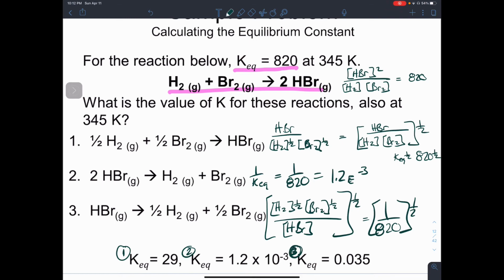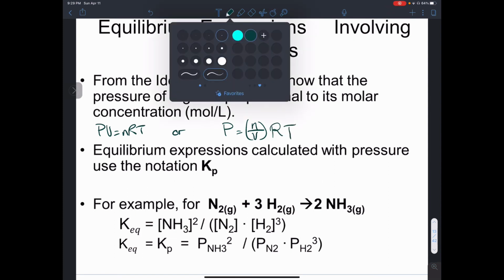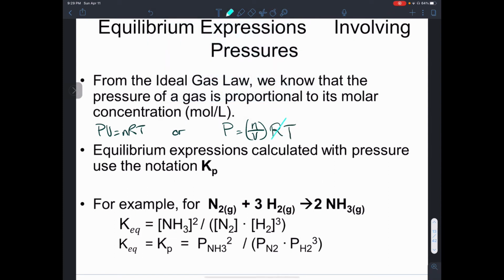Sometimes we can find the equilibrium constant, but we'll have pressure data instead of concentration data. So from the ideal gas law, we know that pressure is proportional to concentration, right? Remember the ideal gas law, PV = nRT? Okay, so another way of looking at it is that pressure is equal to n over V, well, that is concentration, times RT. And R is the universal gas constant.